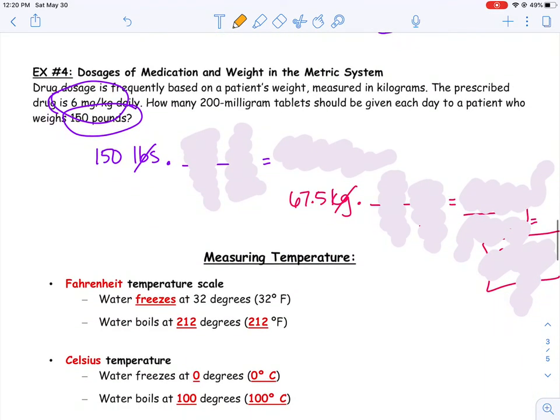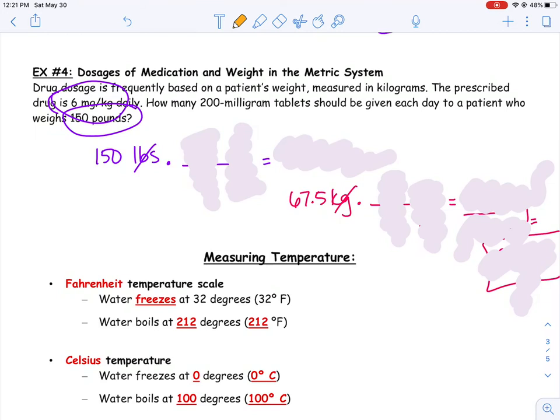Let's do one more example in this video when we talk about weight. So here's a good one. It says drug dosage is frequently based on a patient's weight, measured in kilograms. So depending on how much you weigh, depends on how much drug you get, right? But it's given in kilograms because most other countries use the metric system. We're the difficult ones, we use the English system. But a lot of times drugs are given in dosages in kilograms.